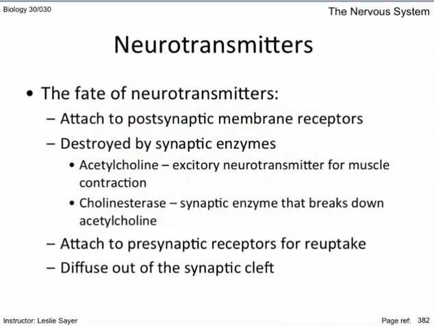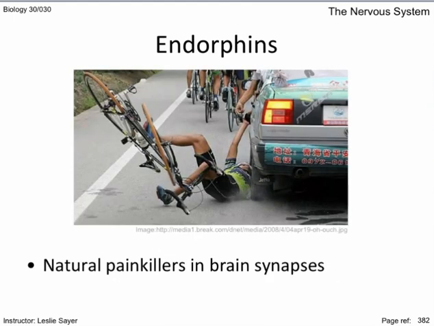The other fate of the neurotransmitters is that they diffuse out of the synaptic cleft altogether. Of special note are the endorphins, neurotransmitters that act as painkillers in the synapses of the brain, and also affect the emotional centers of the brain. Curiously, a deficiency has been linked to alcoholism.